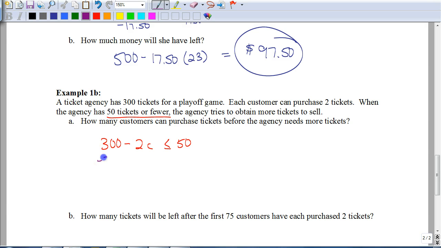Okay, so you should have subtracted 300 from both sides. Now that does not flip the inequality, so it's going to stay a less than or equal to sign for right now, so it's negative 250. Divide both sides by negative 2. And when you do that, now we have to flip the sign, so it's going to be C is greater than or equal to 125. So how many customers can purchase tickets? You'd say 125 customers.